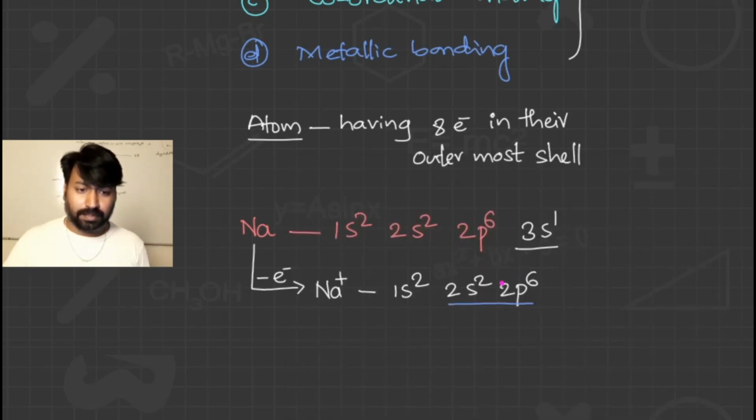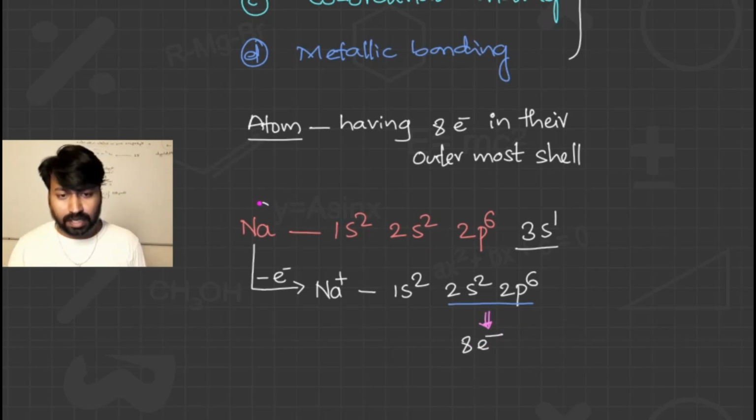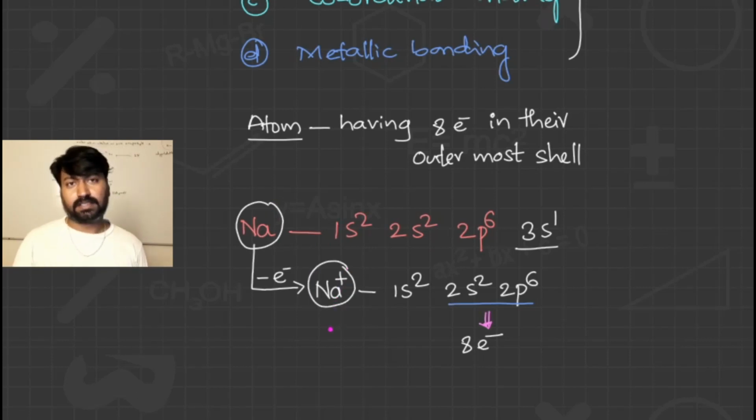Now here 2s2, 2p6, this is the outermost shell, and therefore in the outermost shell we have 8 electrons. There are a total of 8 electrons. And therefore if you ask me which one is stable, sodium or sodium plus? The sodium plus is stable because in that there are 8 electrons. Any atom or ion having 8 electrons in their outermost shell is termed a stable ion or atom.